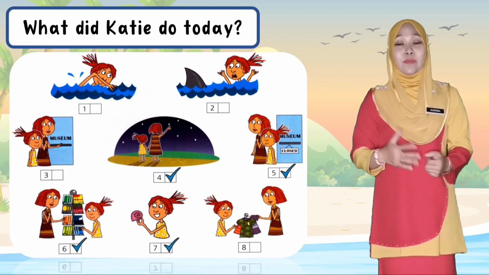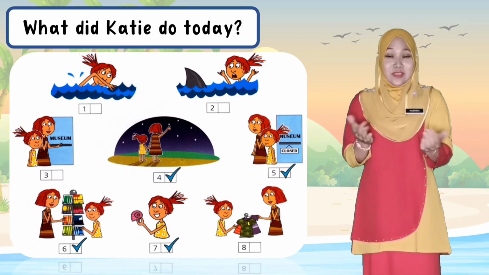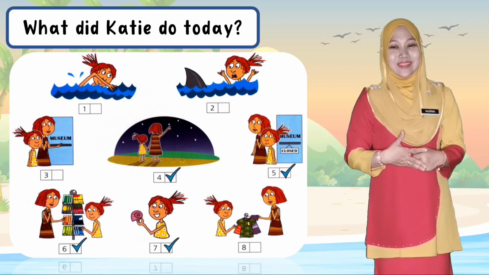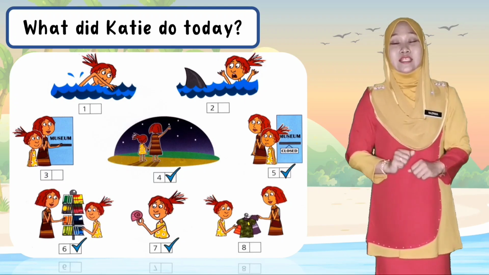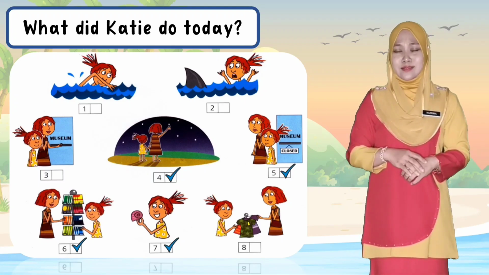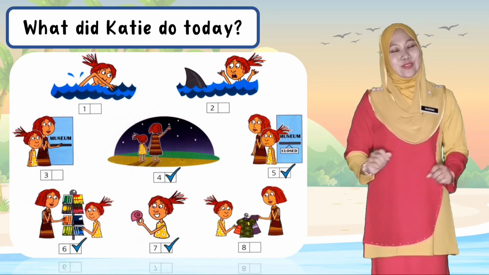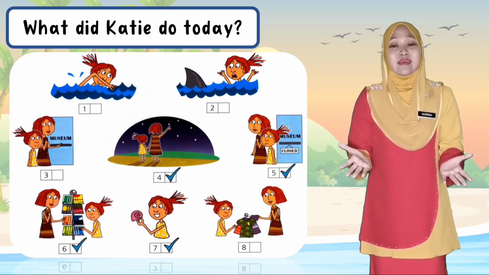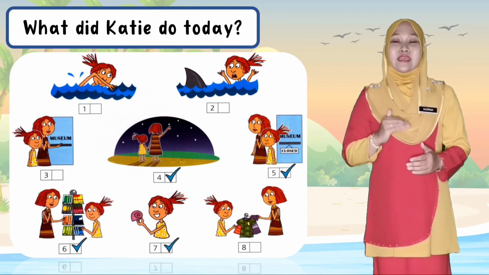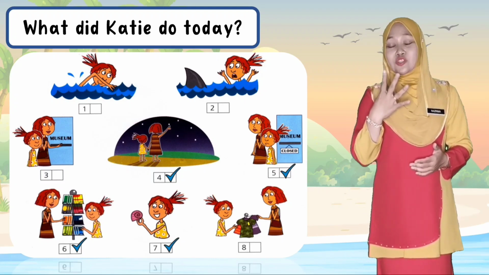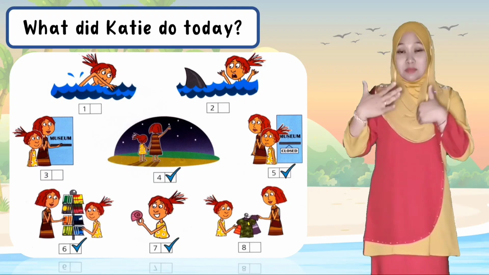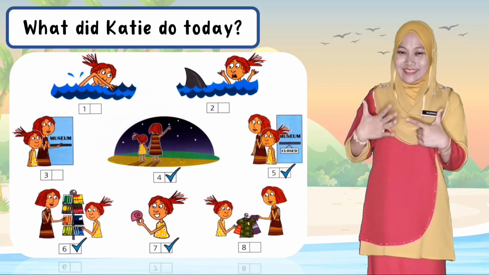And the last one, how about picture number 8? What do you think the answer? Is picture number 8 the correct picture? The answer is no. It is because Katie and her mother went to the shopping center and bought postcards. They didn't buy any clothes. So we just leave the box empty. The answer for 4 pictures are picture number 4, picture number 5, picture number 6, and picture number 7.